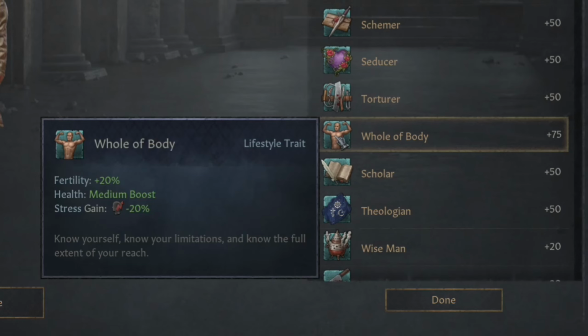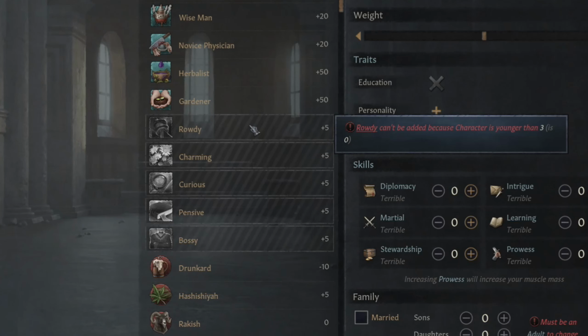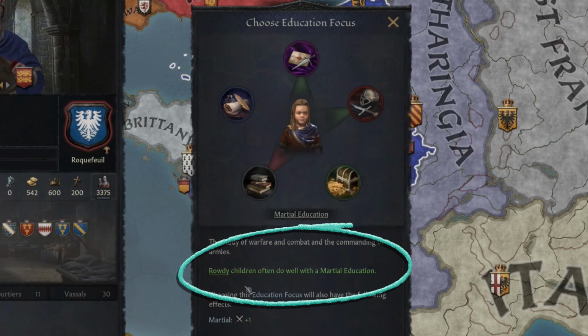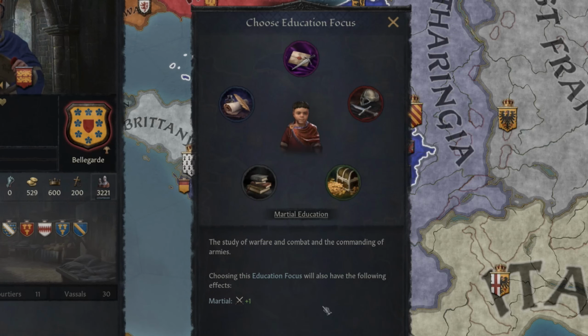Whole of body is pricier than other lifestyle traits, but it'll give a big health bonus. Health bonuses for custom characters are also doubled. I'll touch up on this again later. The 5 traits here are childhood traits and only obtainable for a toddler and older. Having one can improve the quality of your education, versus without it you won't get that little bonus.